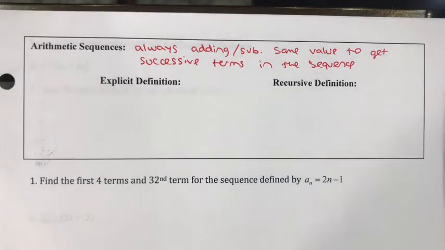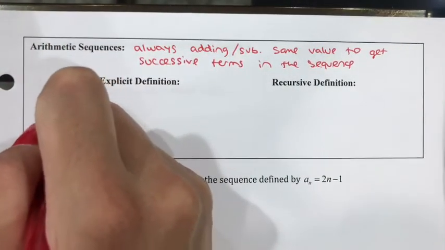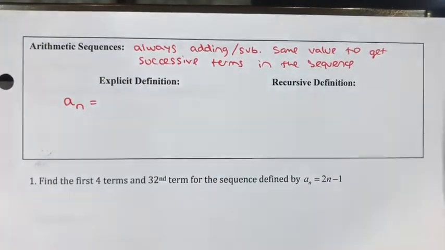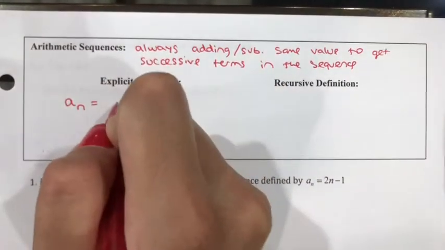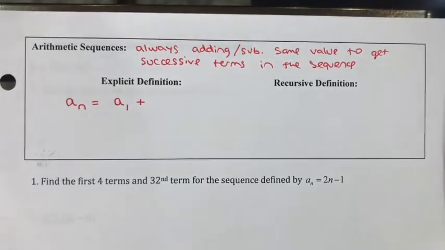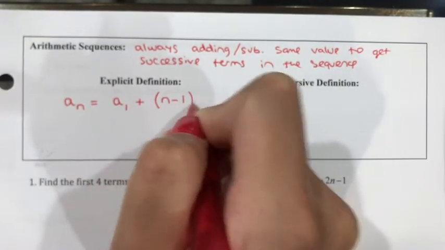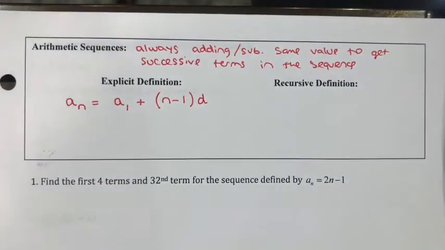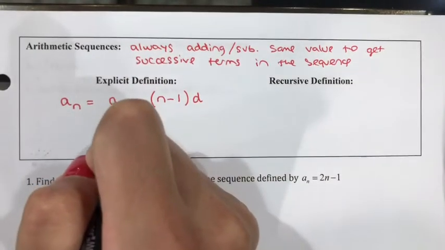Okay, so an explicit definition. I'm going to write the formula first, and then we'll talk about what it means. A sub n means your nth term is determined by a sub 1 plus n minus 1 times d. So a sub 1, what is that? This is the first term.